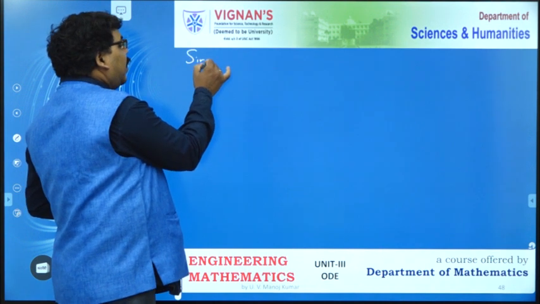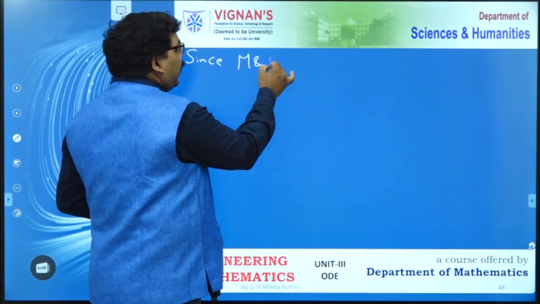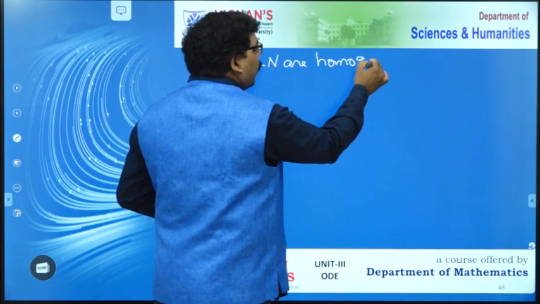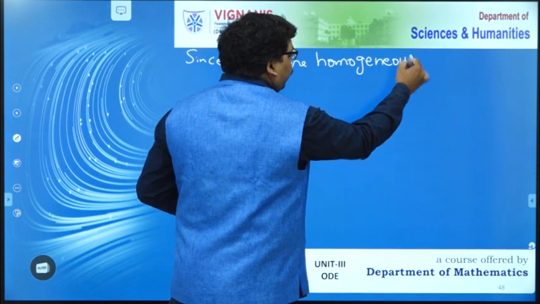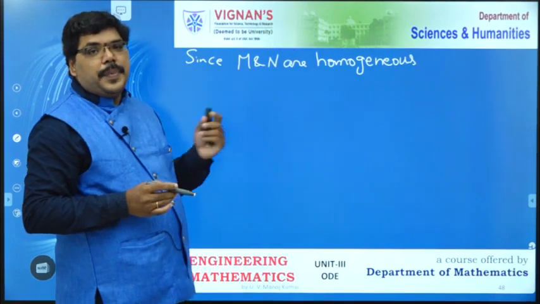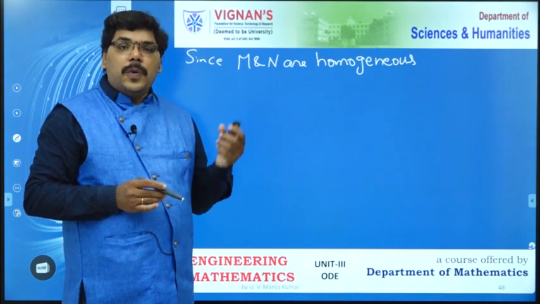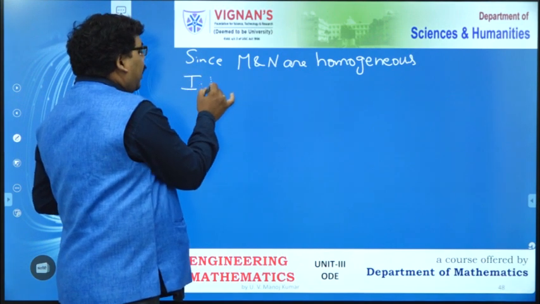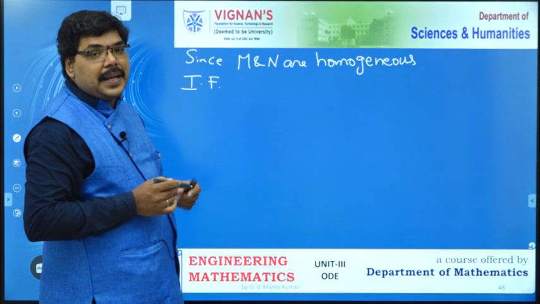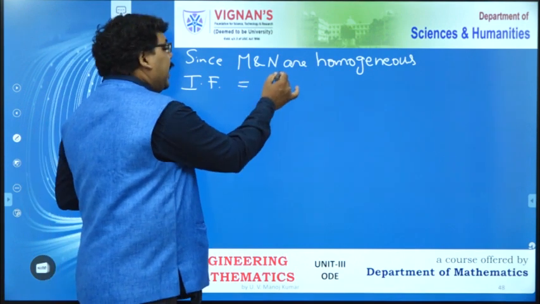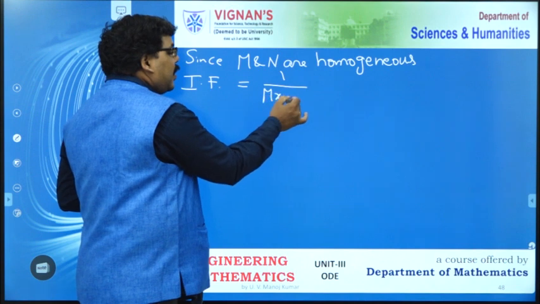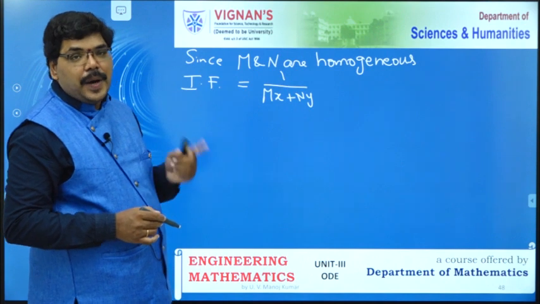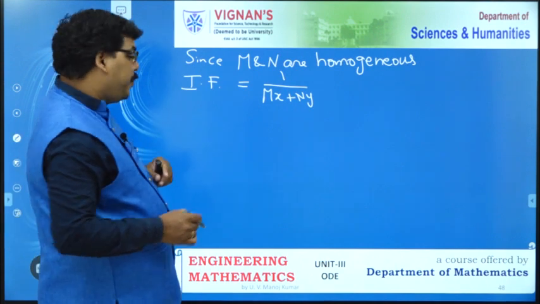Since M and N are homogeneous, the present differential equation comes under case 1. What is the integrating factor for case 1? The integrating factor, IF, is 1 by Mx plus Ny. What is the integrating factor? 1 by Mx plus Ny.